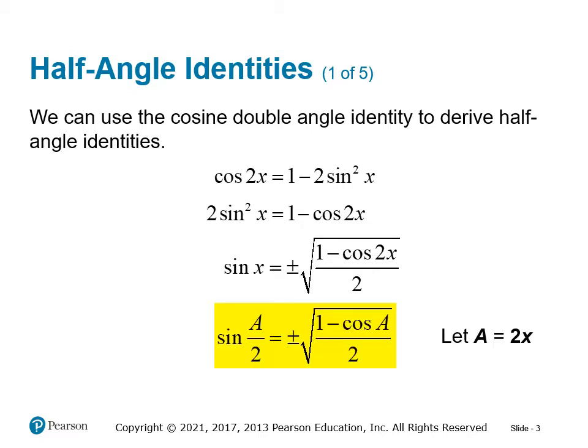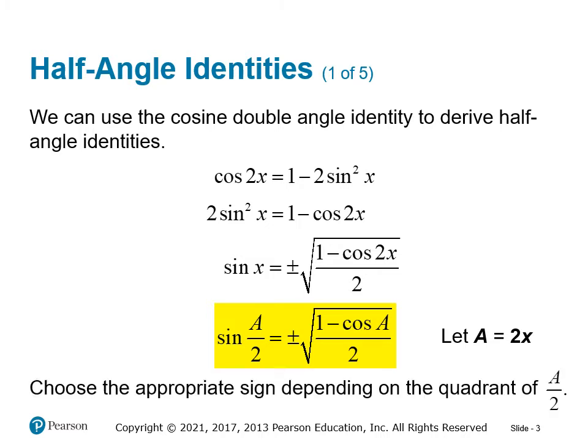Well, if we set a equal to 2x, then of course x is a over 2, and we get 1 minus the cosine of a over 2, and that's the plus or minus the square root of that entire quantity. Okay, it's really not important for you to know the derivation of this, but it shows you how from one identity we can derive other identities that may be useful in certain circumstances.